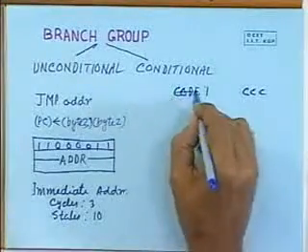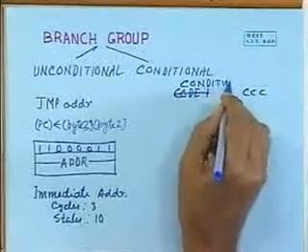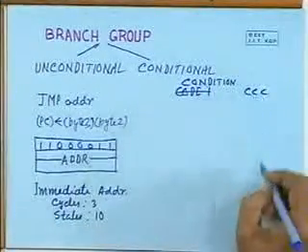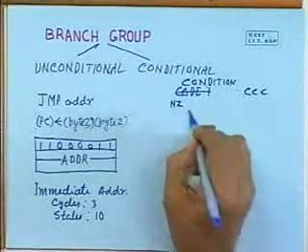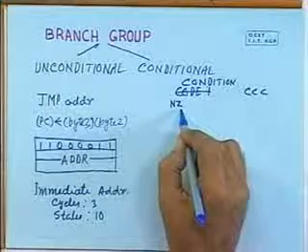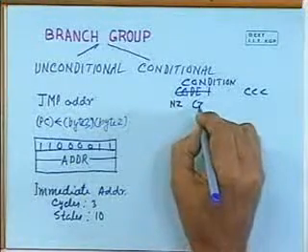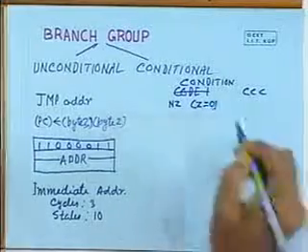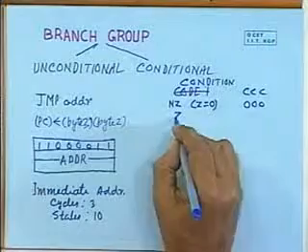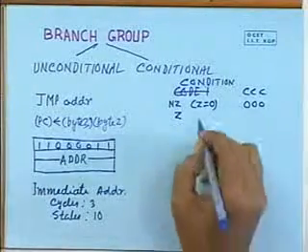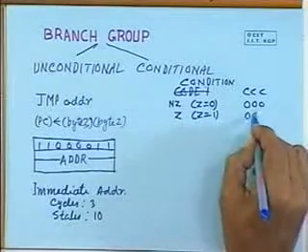Or rather you can say this is the condition. Based on this condition, the jump will occur. First one is not 0. Whenever the result of instruction execution is not 0, that means Z flag bit is not set, the code is 0, 0, 0. Whenever this Z flag bit is set, then Z is 1 and the corresponding code is 0, 0, 1.